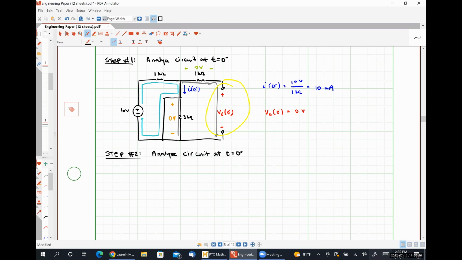Our switch is now open circuited, by the way. So what we're going to have is this. Here is our 10-volt source. Here is our 1 kilo ohm resistor on the left.